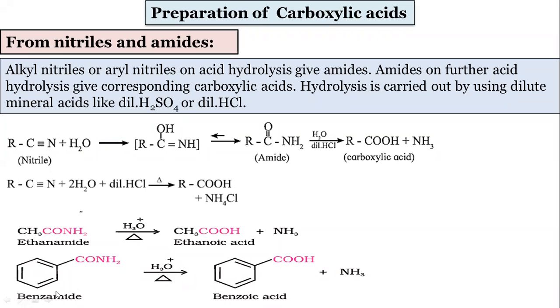So we can take any example of amide. This is benzamide, benzene CONH2. Acidic hydrolysis, H3O plus means H2O in presence of acid. This gives benzoic acid plus ammonia. So at your home, you can take any benzamide and prepare benzoic acid.